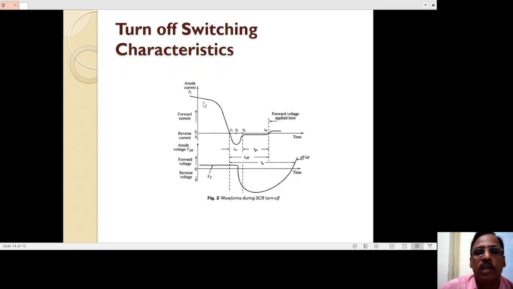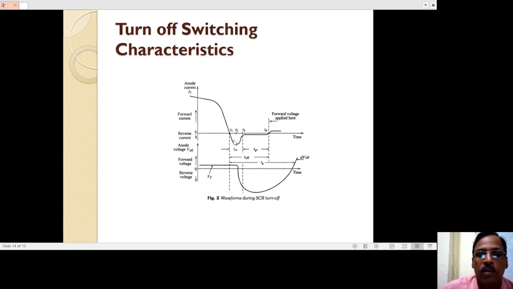See here, we are interested to turn off the SCR. Anode cathode voltage gradually reduces to 0. See here, current is gradually reducing to 0. At this place, current is below holding current. But at this place, your SCR will not turn off because charge carriers are in favorable condition. We have to apply reverse voltage for certain time here, so that your charge carriers are brought to blocking state.